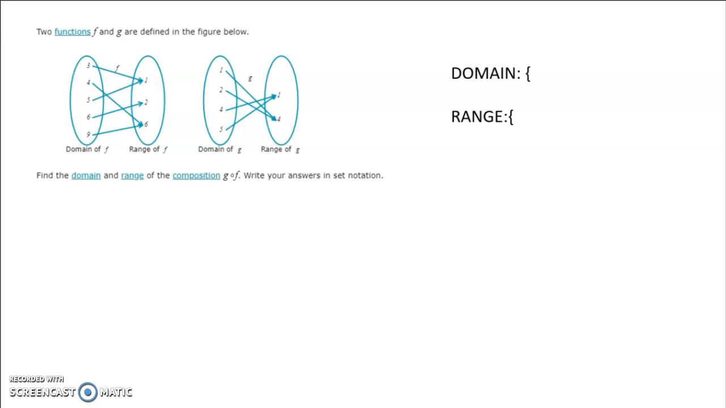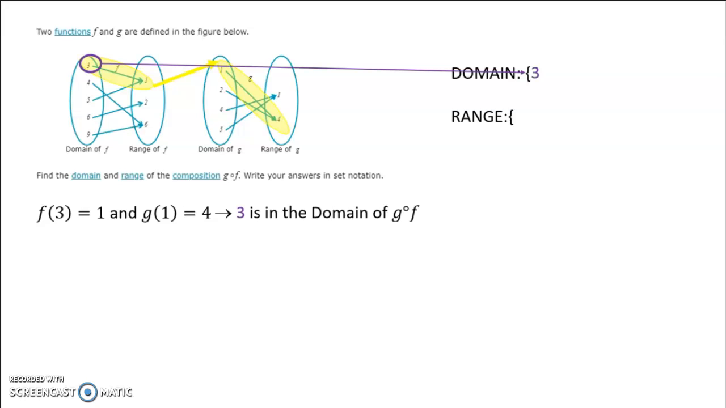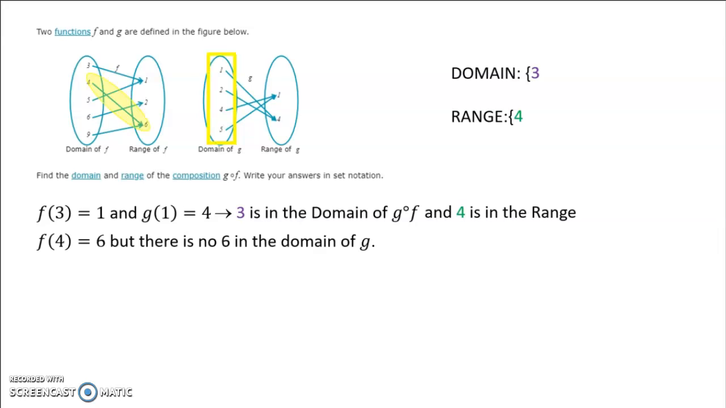So remember, we're going to look at the domain of the inside function. So we're looking at the domain of f. So f of 3 is 1, g of 1 is 4. That means that 3 is in the domain of the composition, and 4 is in the range. Moving on to the next value in the domain of f. f of 4 is 6, but there's no 6 in the domain of g, so that means that 4 cannot be in the domain of our composition.